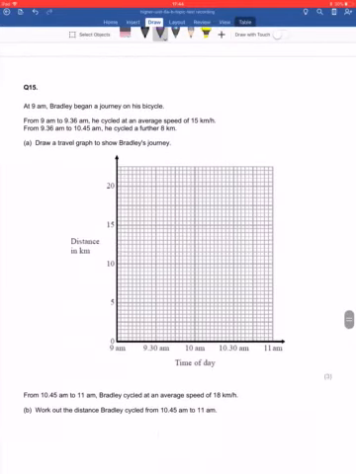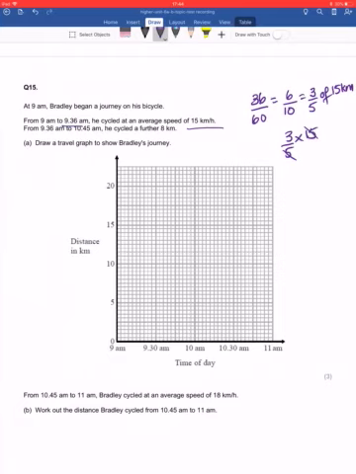Nearly there. Question 15. Right, 9 a.m. Bradley begins a journey on his bike. From 9 till 9:36, he's got an average of 15 kilometres per hour. Right, so 36 minutes out of 60 is 6 out of 10, which is 3 out of 5, 3/5 of 15 kilometres. When we say of, we always multiply. So 3/5 of 15, a fifth of 15 is 3, and 3 times 3 is 9 kilometres.